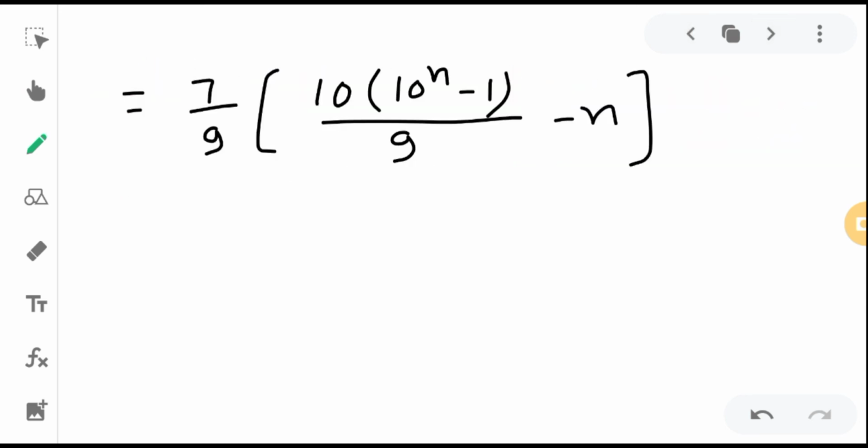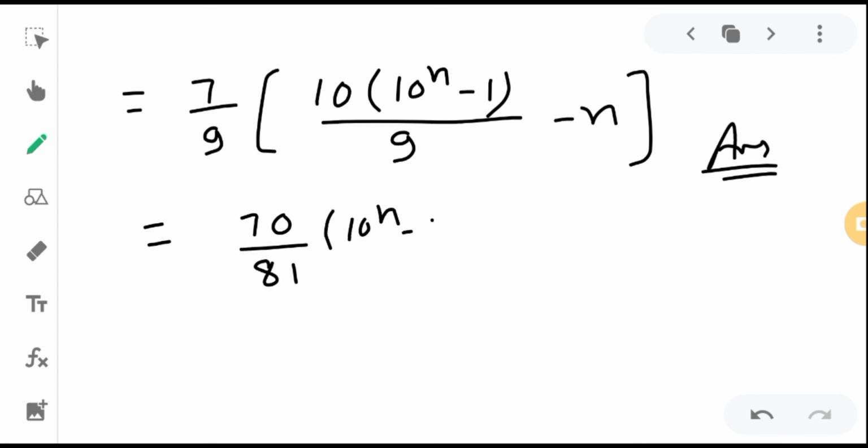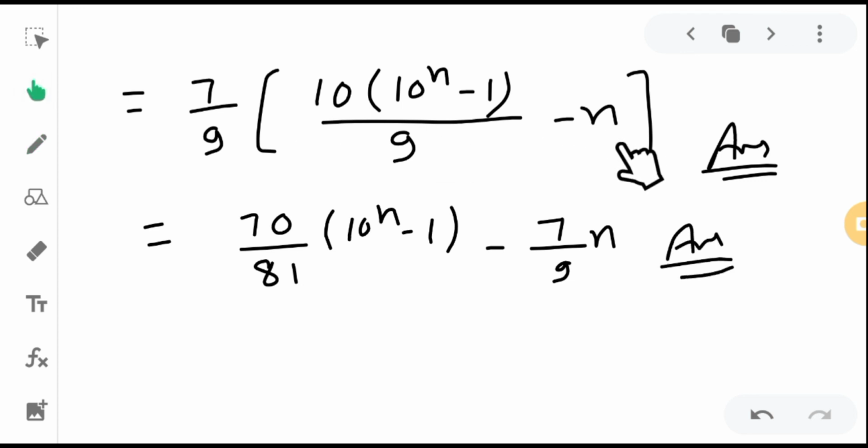Okay. So if you want a little bit of calculation, then you can write, or this will be your answer. If you write this answer also, then there is no issue. If you want to calculate one more step, then you can do. I will multiply this 7 upon 9 to each. So this will be 7 into 10 is 70, 9 into 9 is 81, 10 to the power n minus 1, and minus 7 upon 9 into n. This will be your answer. Okay. So if you write till here also in the exam, there is no concern. Okay. So I hope you understood.